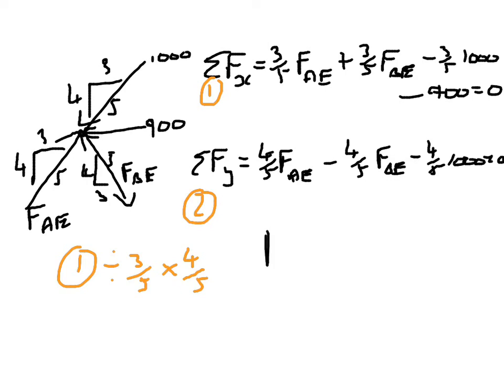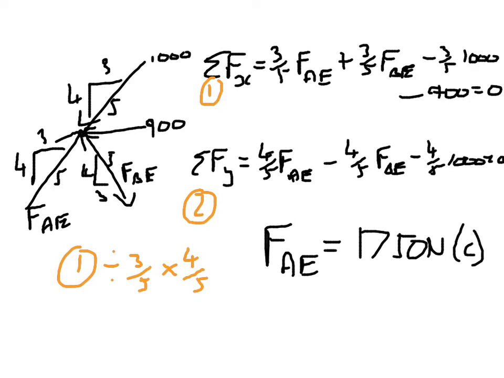But FAE will equal 1,750 newtons, and will be in compression, as we've assumed, and FBE will equal 750 newtons, and will be in tension, again as we've assumed. Don't panic if you get a negative answer and you have to say your assumption was wrong. You can still get full marks for the question.